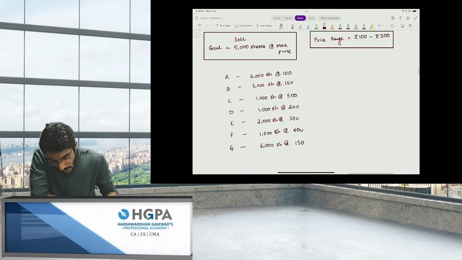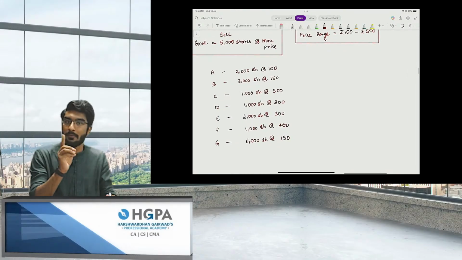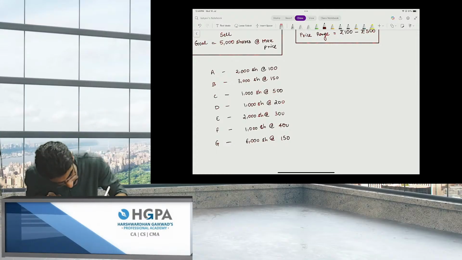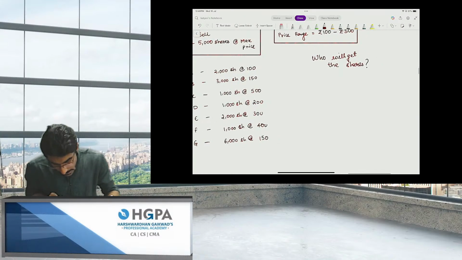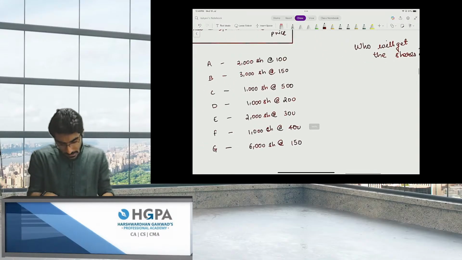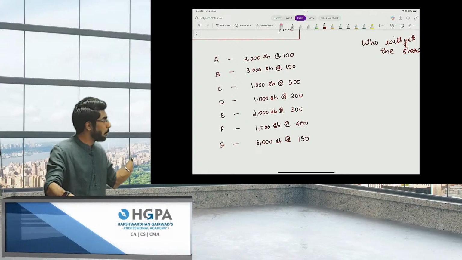Now the important question is, people, who will get the shares? First of all, who will get the shares is important. The important question is, who will get the shares, and then we'll find out the price. Now people, you tell me, who will get the shares?